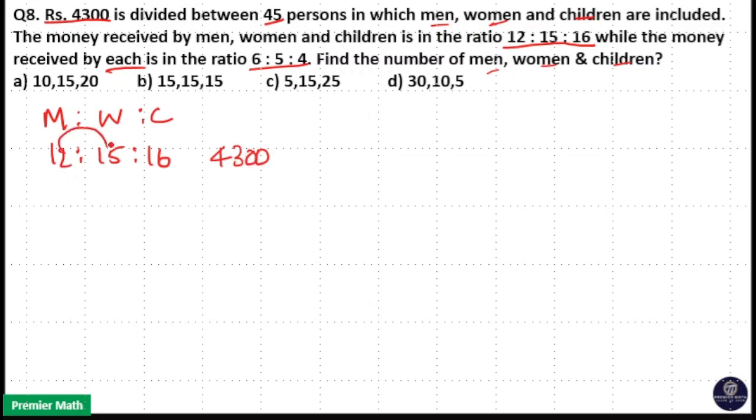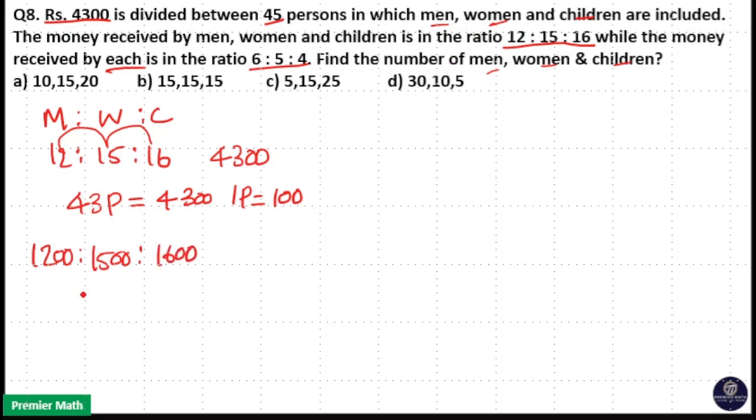That is 12 plus 15 plus 16 is equal to 43 parts. 43 parts is equal to 4,300. That means one part is equal to 100 rupees. 4,300 by 43, that is 100 rupees. So money received by men will become 1,200. Total money received by women will become 1,500. Total money received by children will become 1,600.